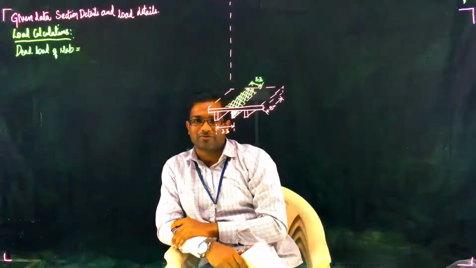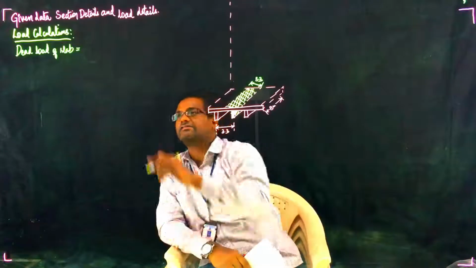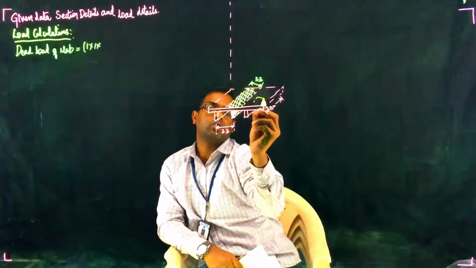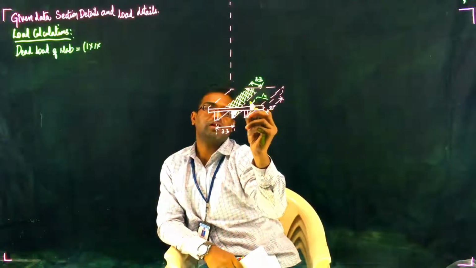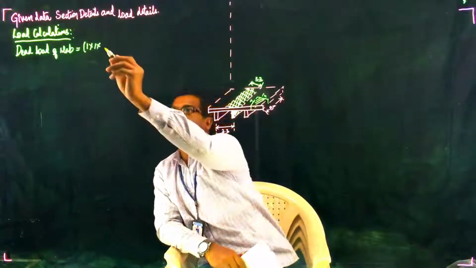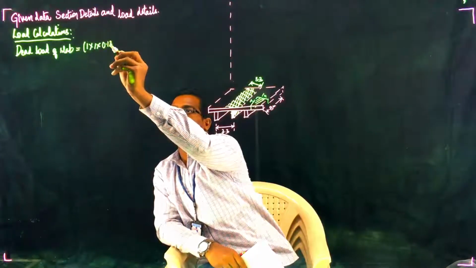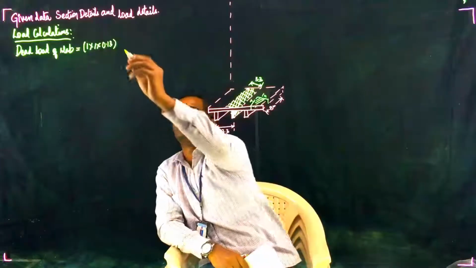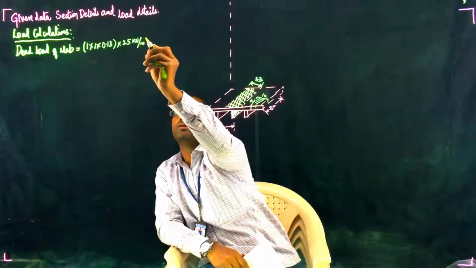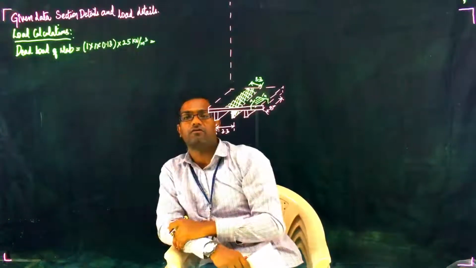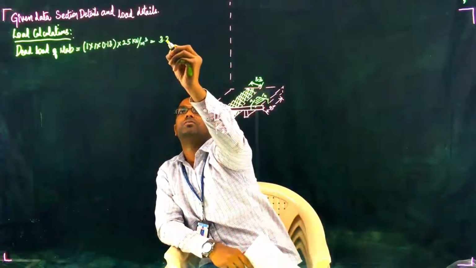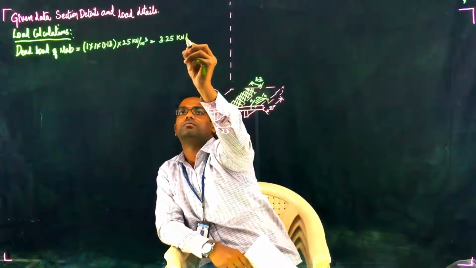How will you calculate dead load of slab? Dead load of slab is calculated by considering 1 square meter of area, which means 1 by 1 meter. This will be 1 meter and this will be 1 meter, multiplied by the relevant thickness. So multiplied by 0.13, 130 mm is the thickness of slab. This should be multiplied by 25 kilonewton per cubic meter, which is the density of concrete. Now if you calculate this, you will get a value of 3.25 kilonewton per square meter.